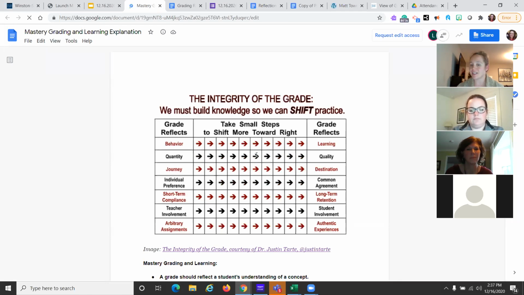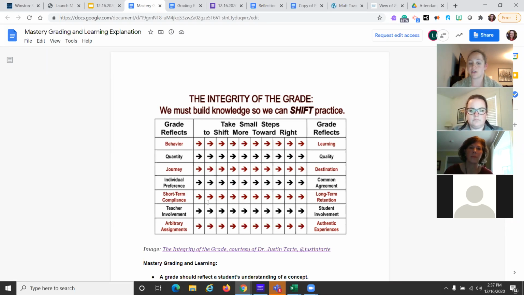And so one of the really powerful pieces that she shared was this whole shift in grading. And as we shift from some of the more traditional practices to more of these standards aligned, standards based, or mastery based, some of those shifts. And so I always loved this.